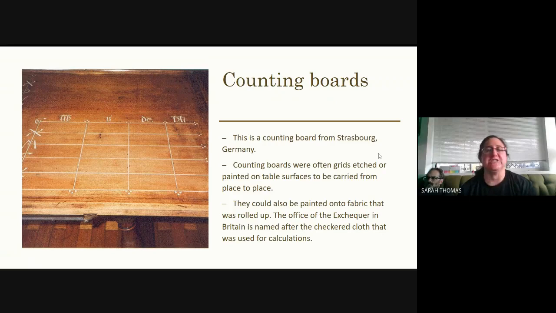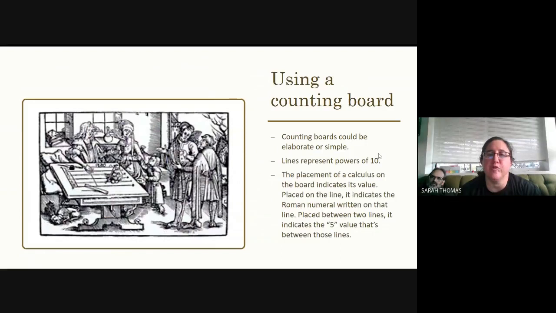The way you would use a counting board, the lines represent powers of 10, and the things that are put on it are called calculi. Calculus is Latin for a little stone, like a pebble. So it's kind of ironic that one of the higher branches of mathematics that we learn in school is named after little stones, but that's what those are called. Those are called calculi, or calculus in the singular.